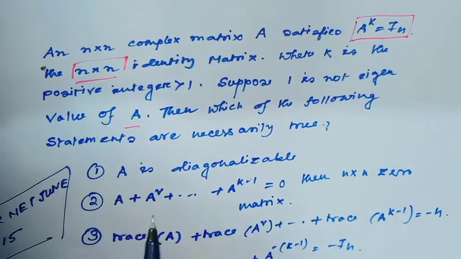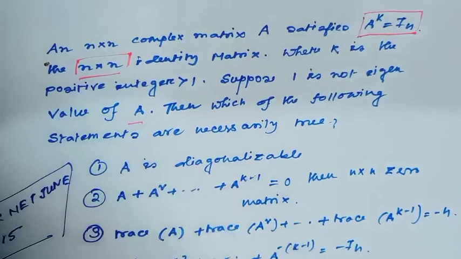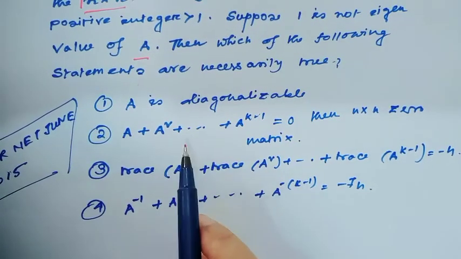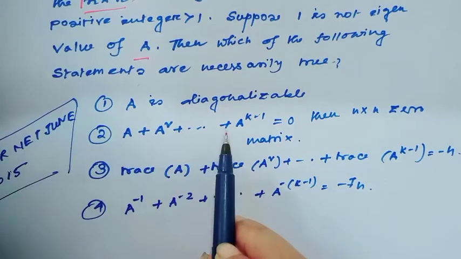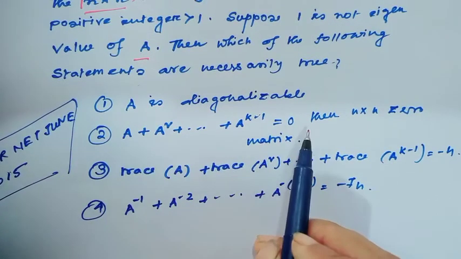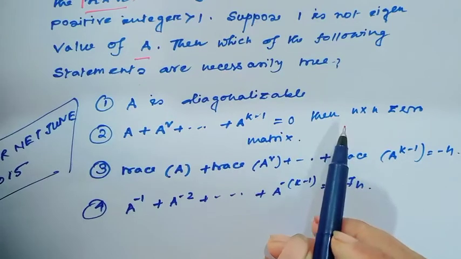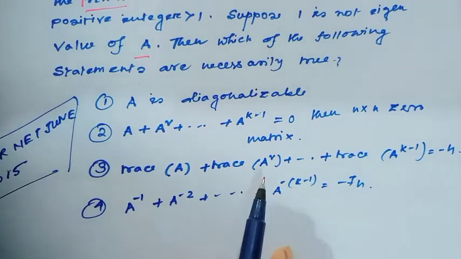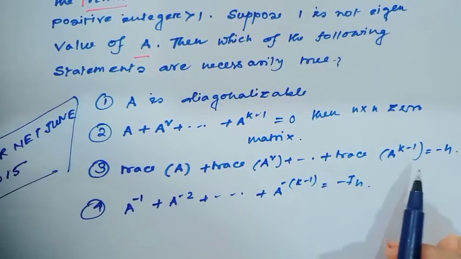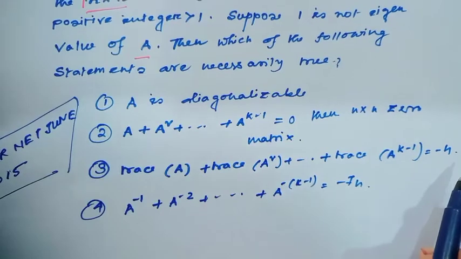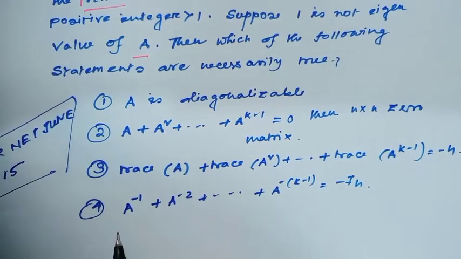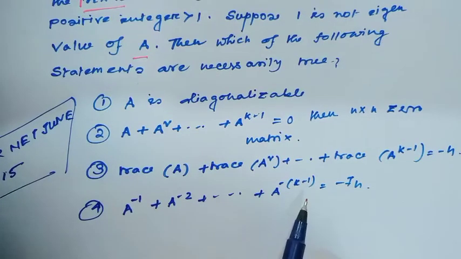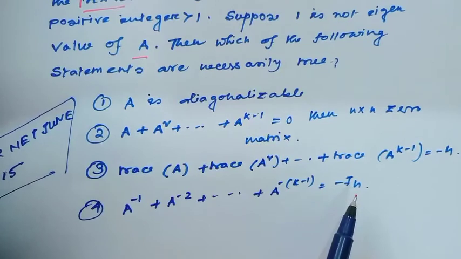Option 1, A is diagonalizable. Option 2, A plus A square plus, this would continue, up to A to the power k minus 1 equal to 0 matrix. Option 3, trace of A plus trace of A square up to trace of A to the power k minus 1 equal to minus n. Option 4, A to the power minus 1 plus A to the power minus 2 plus up to A to the power minus (k minus 1) equal to minus identity.